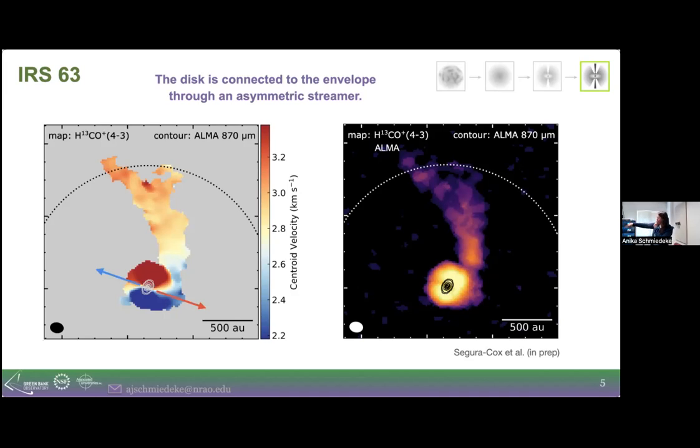The outflow is oriented the way I show here with the arrows. So the blue lobe and the red lobe.